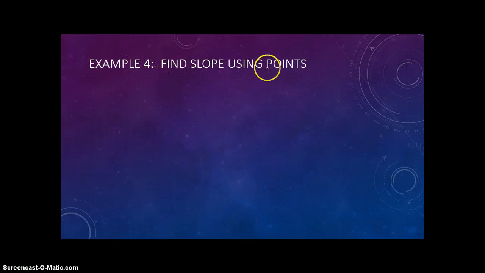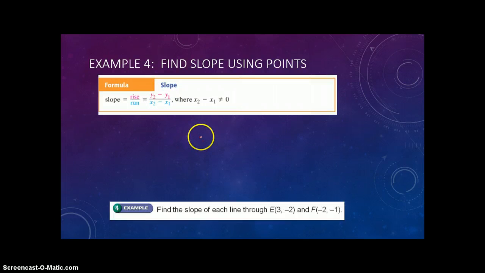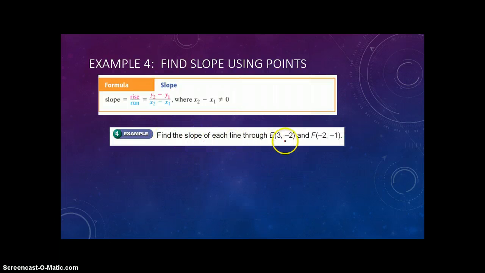Example 4, find slope using points. So we're going to start with this idea right here, that slope is rise over run, and that is y2 minus y1 over x2 minus x1. So the change in y over the change in x. All right. So here's an example I want to try. We have the first point 3, negative 2 for E, and the F point is negative 2, negative 1.